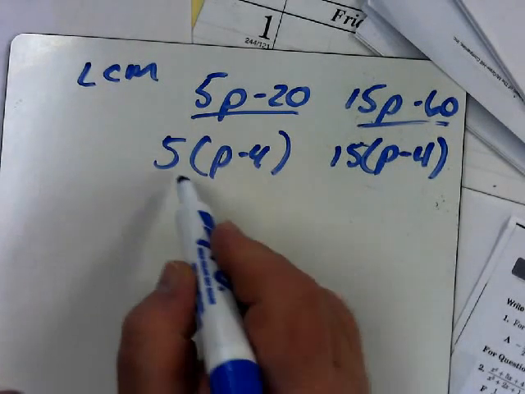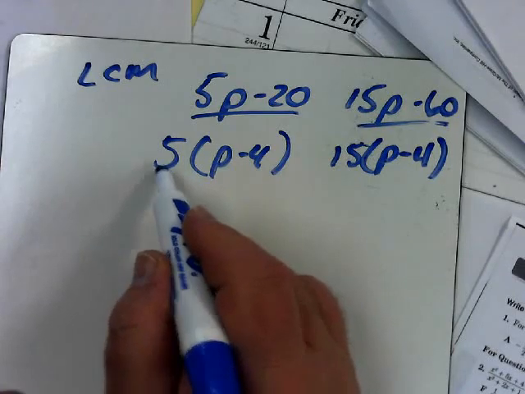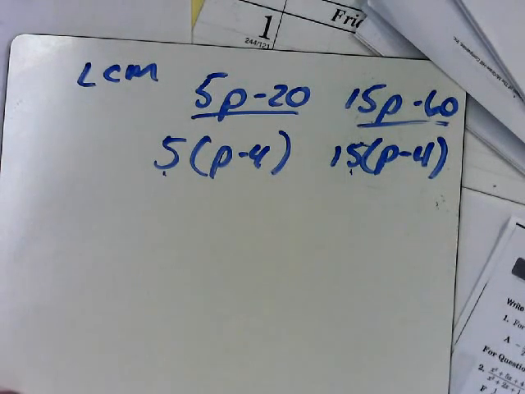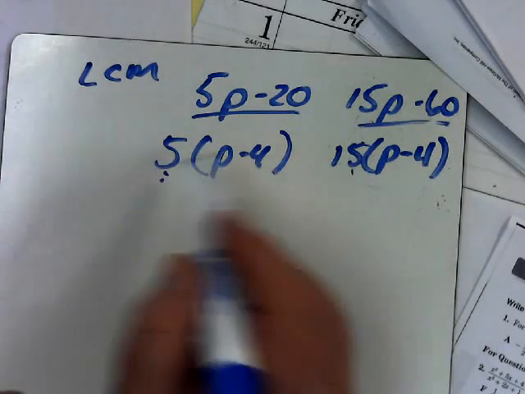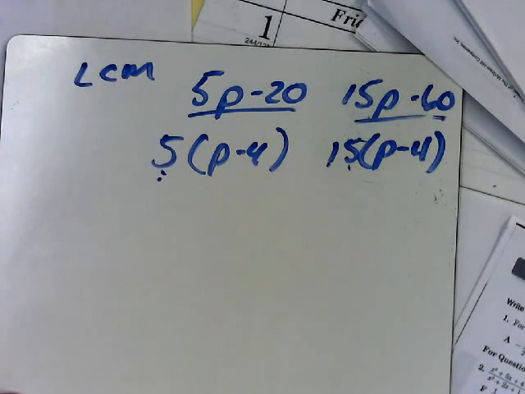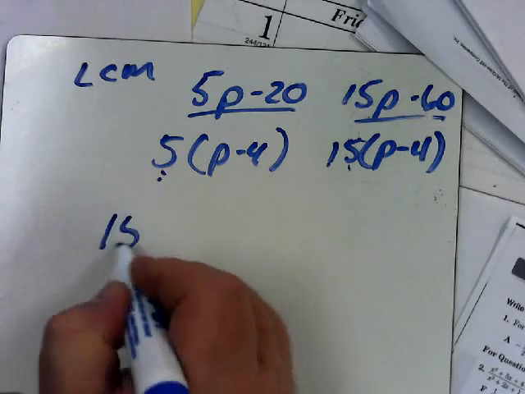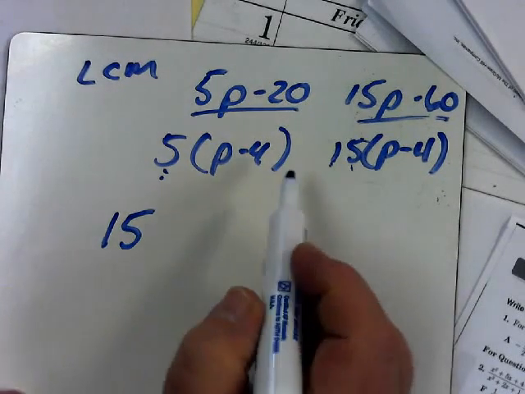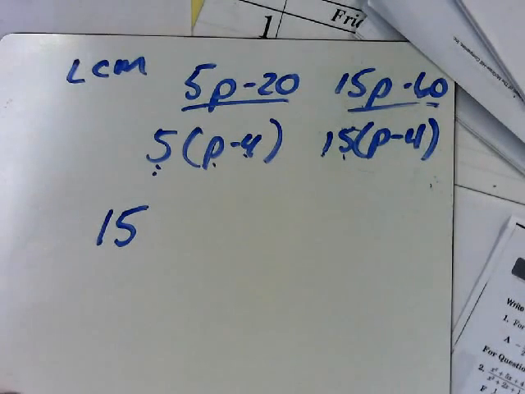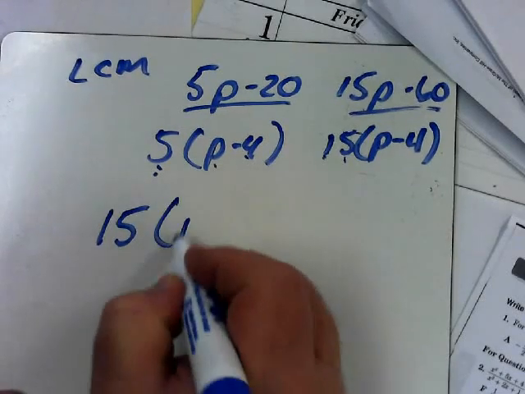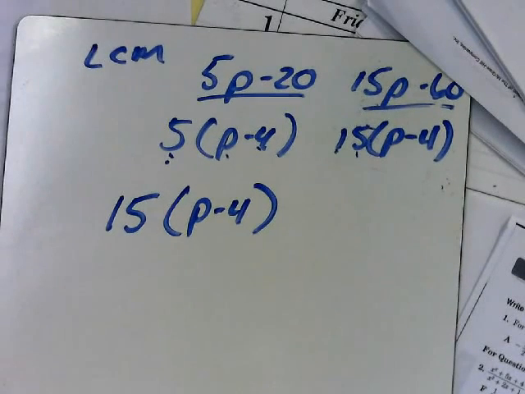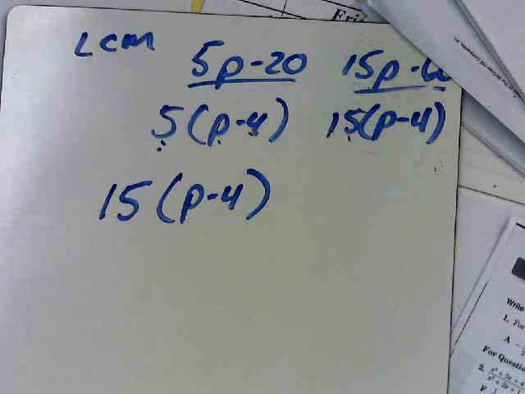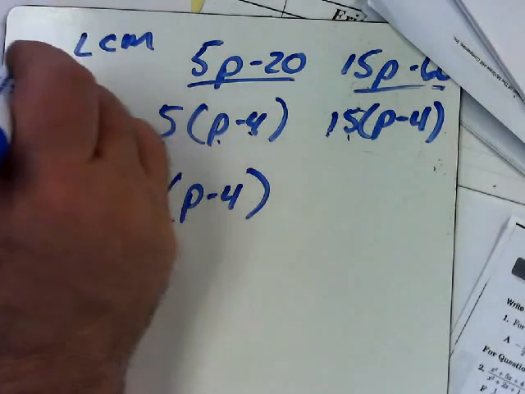So what's the common factor or common multiple between 5 and 15? What's the common multiple between 5 and 15? 15. What is the common multiple between p minus 4 and p minus 4? So that would be my least common multiple in number 7.